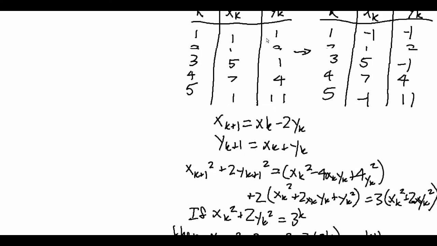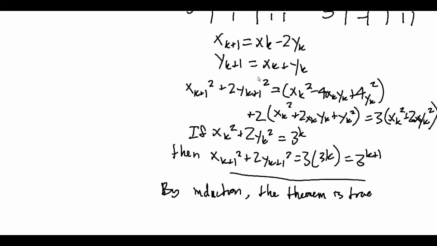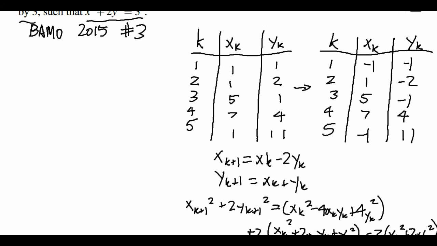We're not actually done yet. We proved that it's always true, but we also have to prove that neither of them is divisible by 3. We can't miss that. So let's try to prove neither of them is divisible by 3. Let's use mod. So x1 is equal to negative 1, so negative 1 mod 3. And y1, sorry, it's also negative 1 mod 3. So xk plus 1 is negative 1 mod 3 minus 2 times negative 1 mod 3. So x2, as you can see, is 1 mod 3.